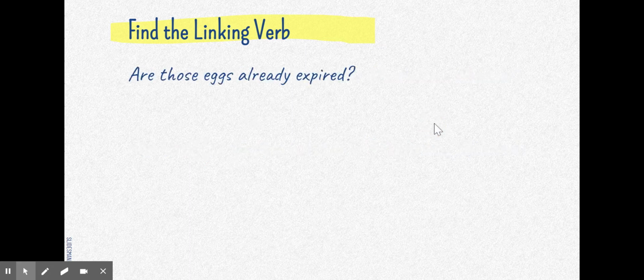Next one, are those eggs already expired? This one's tricky. Questions are always tricky because the word order gets a little bit mixed up. But the linking verb here is "are." Even though it's at the beginning of the sentence, it's still expressing what the eggs are. It's expressing the state of being of the eggs, and it's also connecting the eggs to their description, expired. So yeah, "are" is the linking verb here.